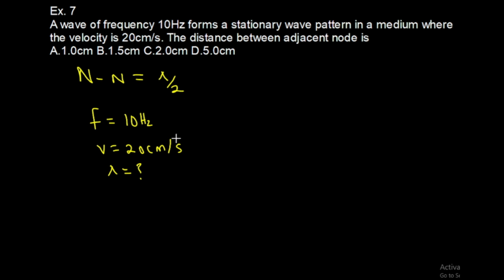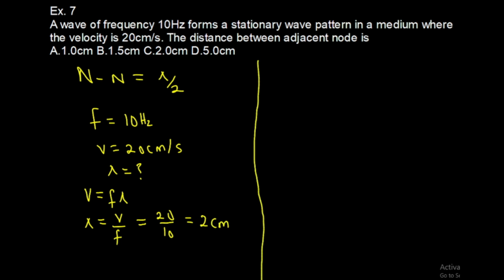So what's the formula that connects frequency, wave speed, and wavelength? We have wave speed is equal to frequency times wavelength. And wavelength, if we make it the subject of the formula, becomes wavelength equals wave speed over frequency. Now, what's the wave speed? We have 20 divided by the frequency, which is 10. And that's going to give us 2 cm. So first of all, the wavelength is 2 cm.